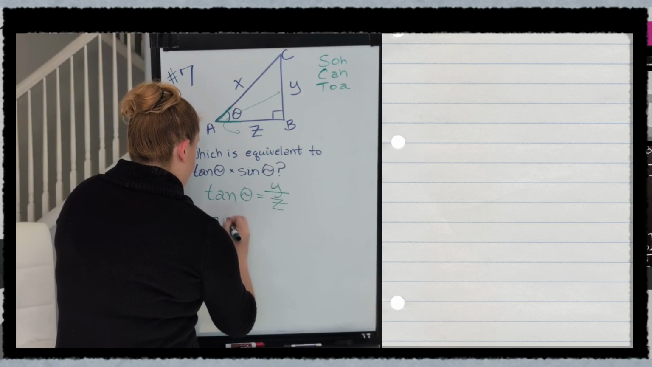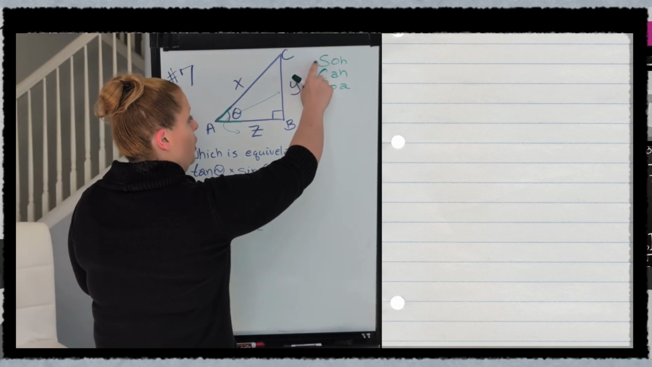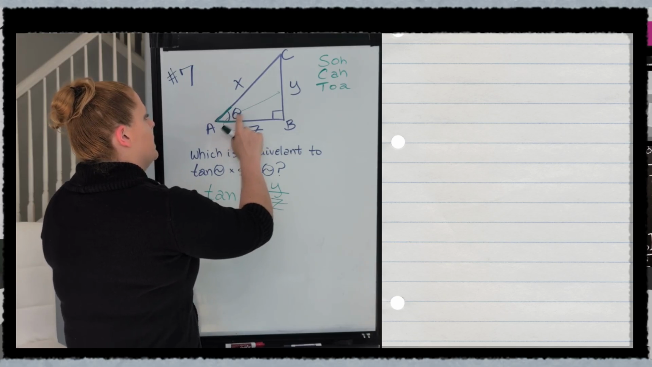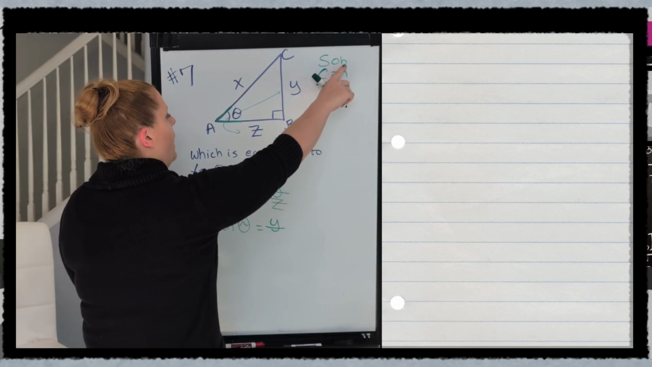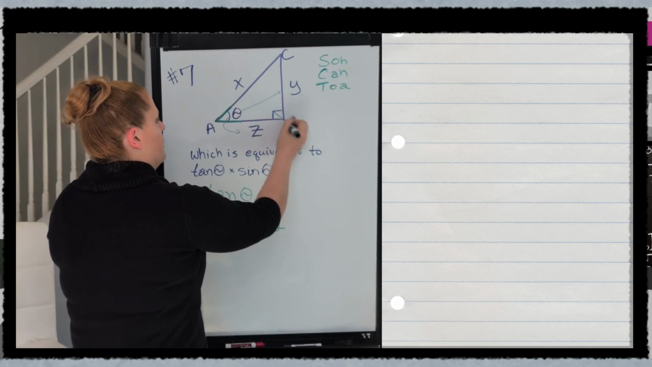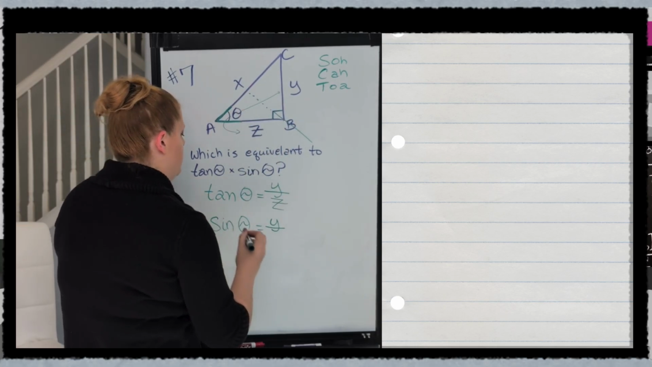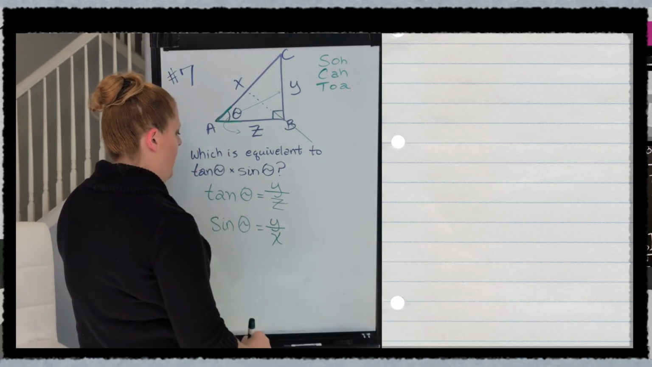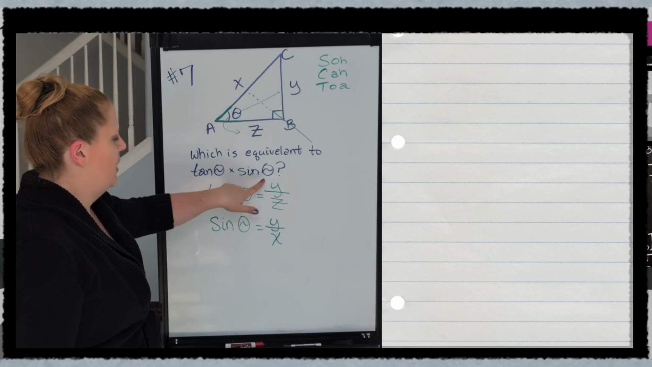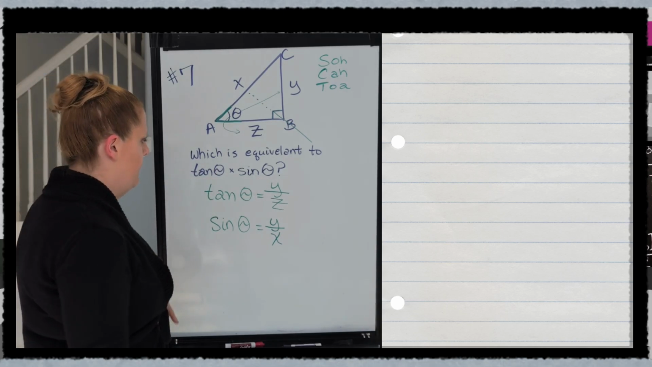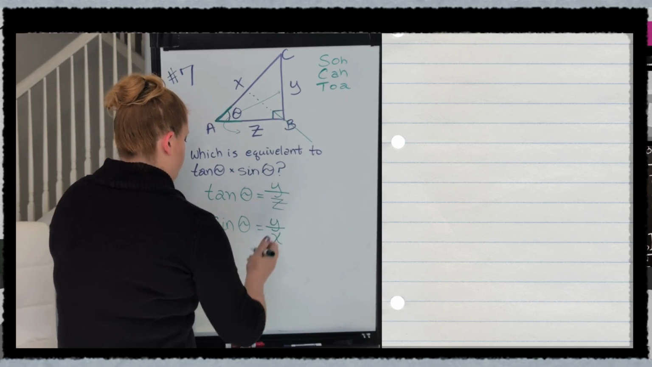Sine theta. Okay, so let's go to our opposite over hypotenuse. There's that 90-degree angle pointing straight at our hypotenuse, which is X. We're not done. It wants to know what's tangent theta times sine theta. Well, Y over Z is tangent theta.